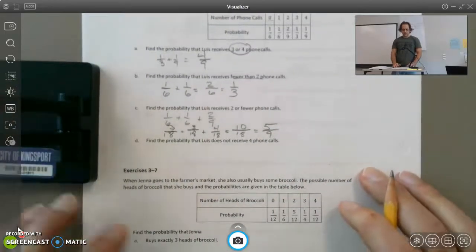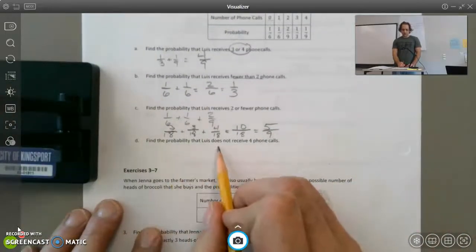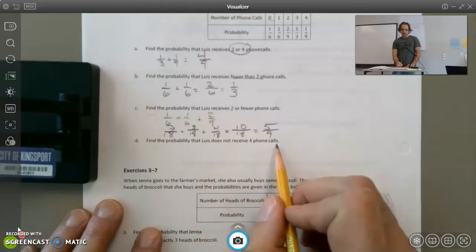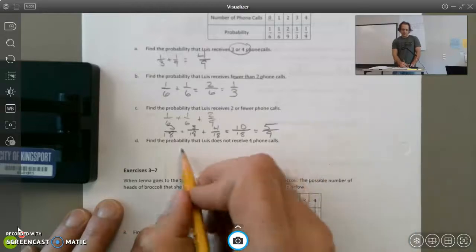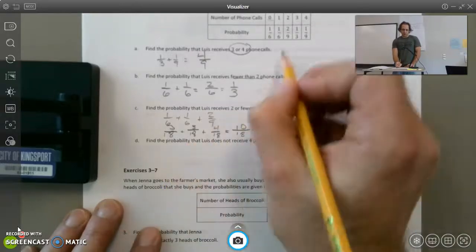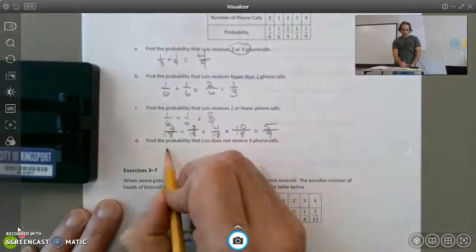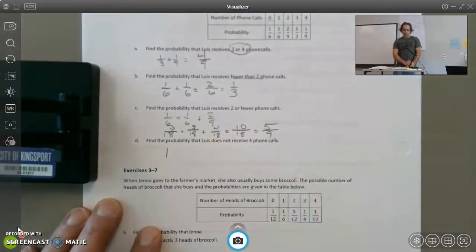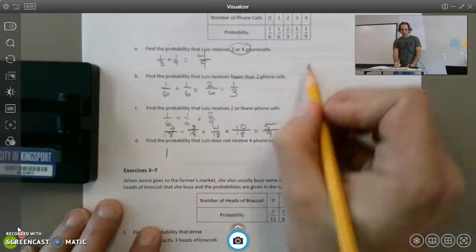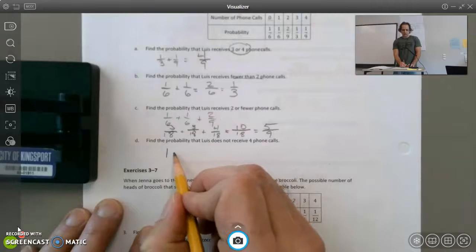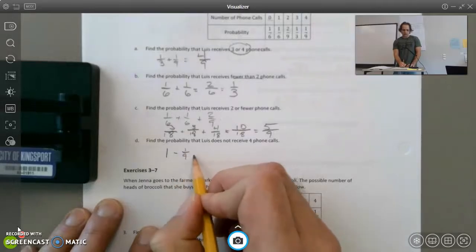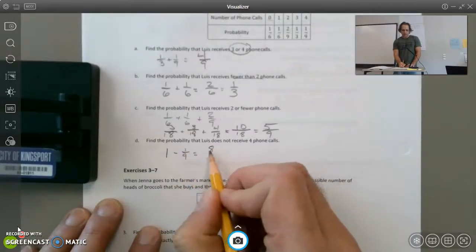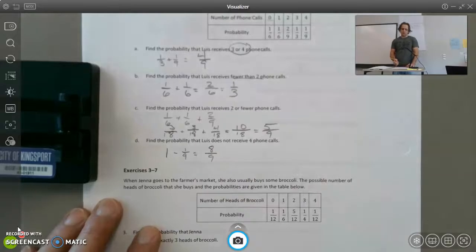5/9. Find the probability that Lewis does not receive 4 phone calls. Well, he receives 0 through 4 100% of the time, which is equal to 1. He receives 4 phone calls 1/9 of the time, so let's take away 1/9. And that means 8/9 of the time he receives something besides 4 phone calls.